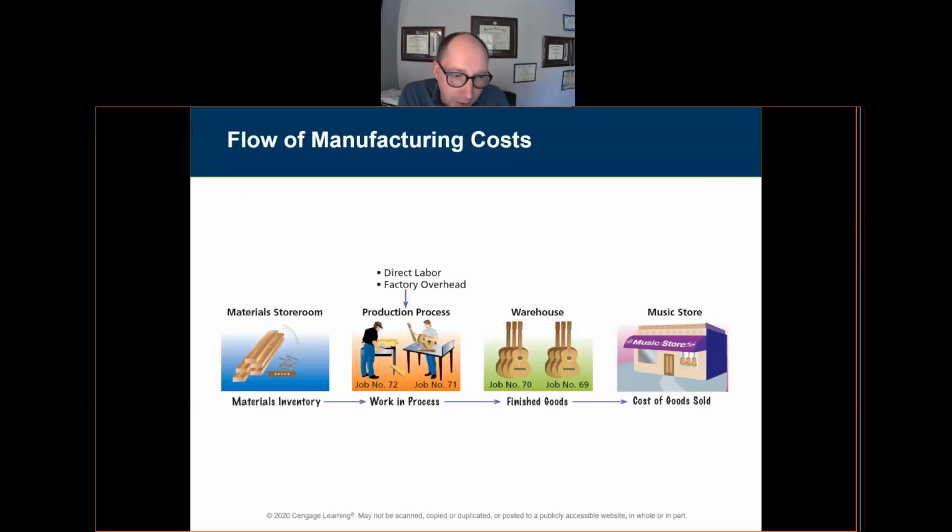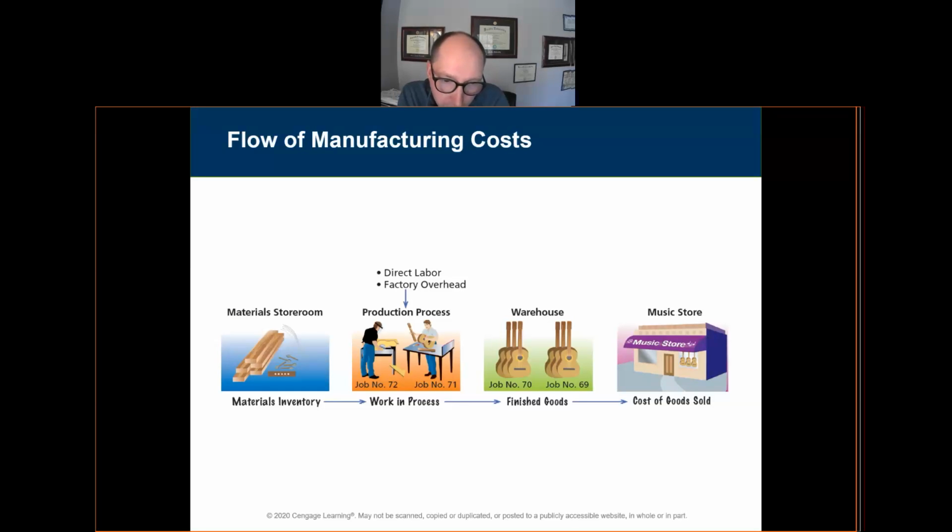Now, in this pictorial, we see where each job is in its place. We have our raw materials that sit in our raw material storeroom. We have work in process, we have a warehouse, and then we have our customer. Raw material sits in the storeroom. When I start a job, I take it out of the storeroom and put it into work in process in the warehouse where I'm manufacturing them. I apply direct material, direct labor, factory overhead to the manufacturing process.